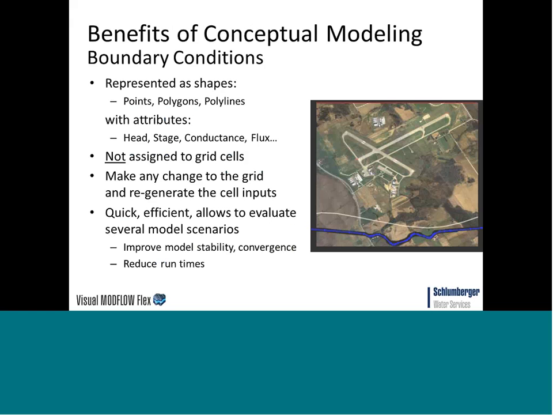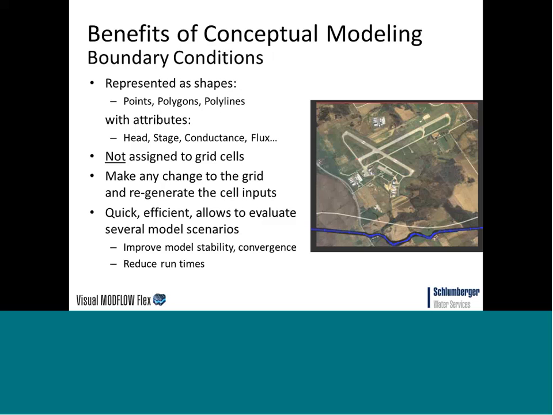In this case, the boundary conditions are represented as shapes consisting of points, polygons, or polylines. So these can be wells, polylines for rivers, streams, constant heads, or polygons for recharge zones, lakes, general heads, etc. These shapes have corresponding attributes that are relevant to the boundary conditions. So specified heads, stage, conductances, flux, etc.